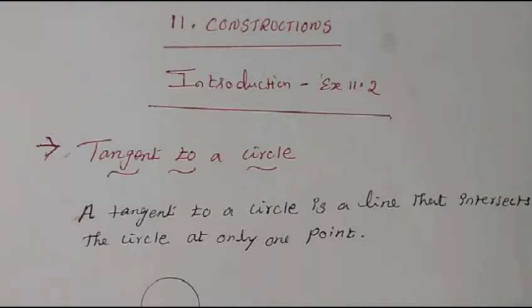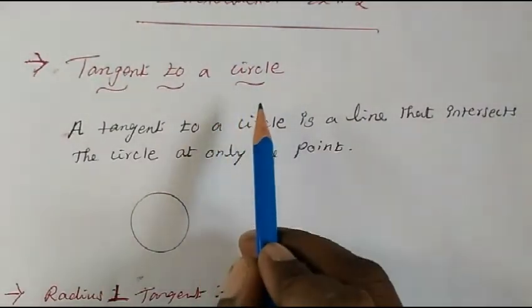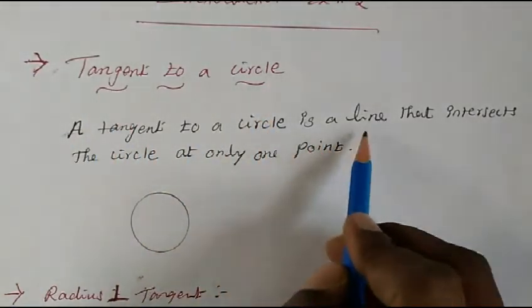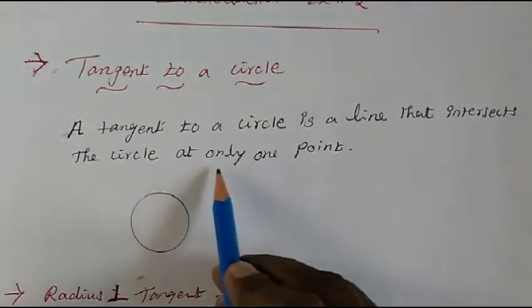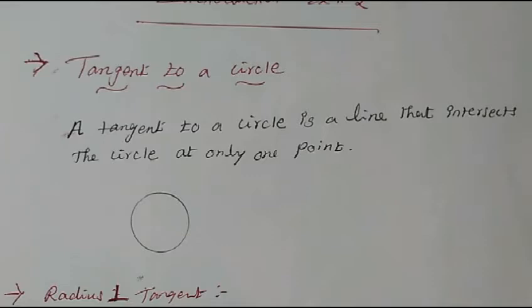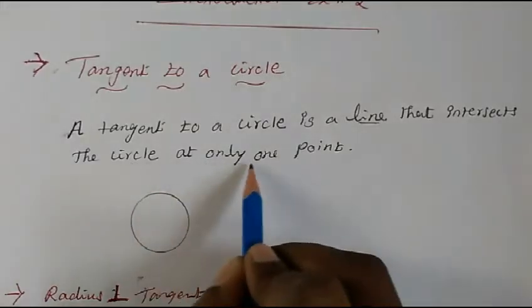So here in this video, just some terms you have to understand. When you study the circle chapter, you will understand it in detail, but here it is just for you to understand a bit. Tangent to a circle. So what is the meaning of tangent? A tangent to a circle is a line that intersects a circle at only one point. So a tangent is a line which will intersect the circle at only one point.